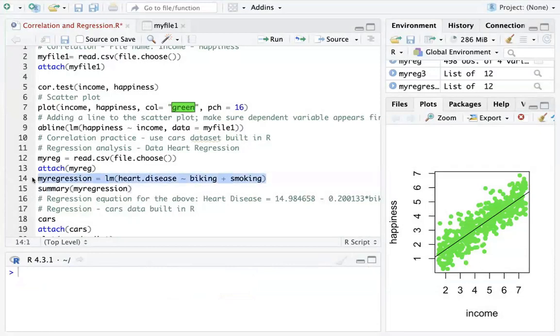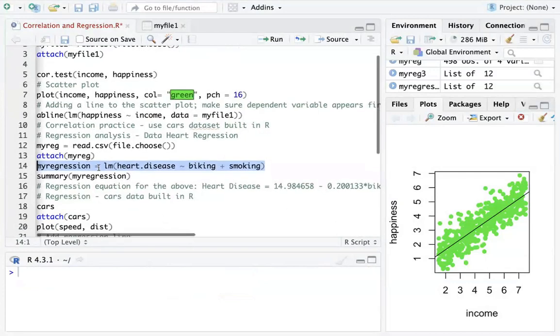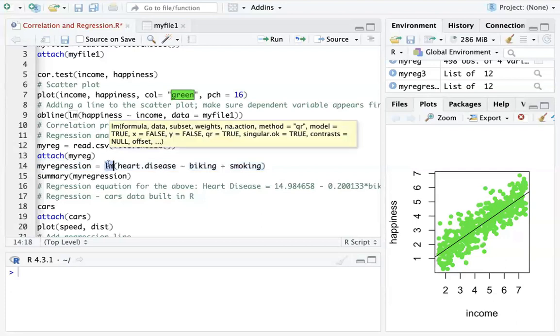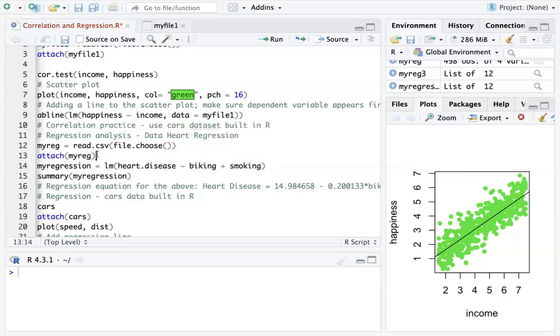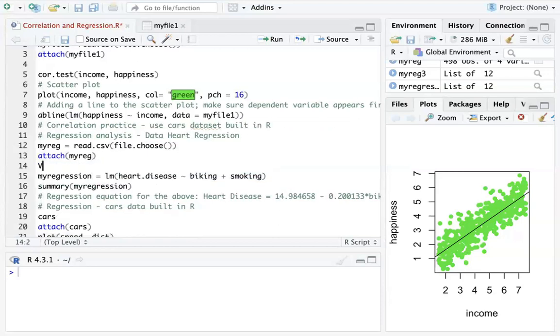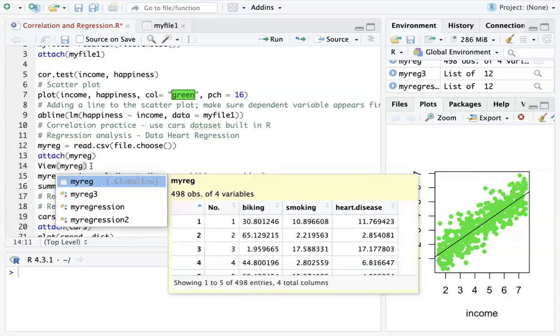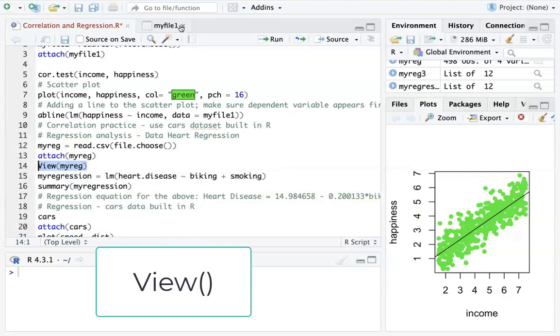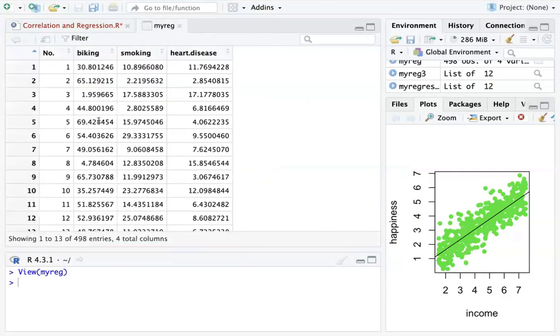This is the command that is used for regression analysis. Again, I create an object and the name of the object is myregression is equal to lm, which means linear model, and then heart disease, biking, and smoking. But before we go there, let's see what is in this data. What type of variables are in this data? For that purpose, I will use this command, View(myreg), which means I want to see what is in this file. If I run this command, it shows that in this data, we have three variables.